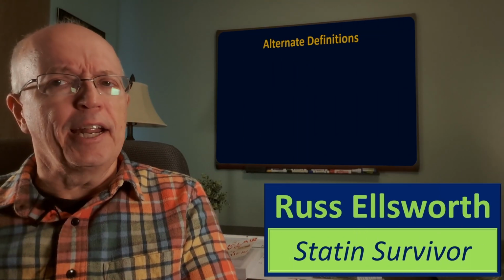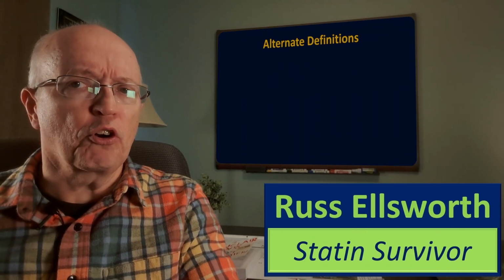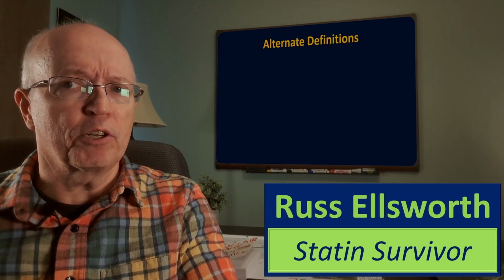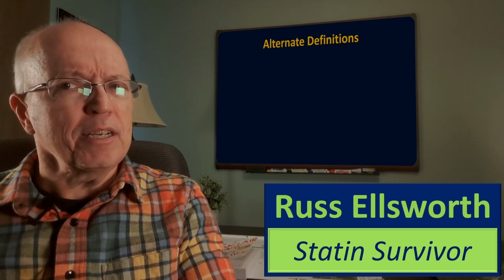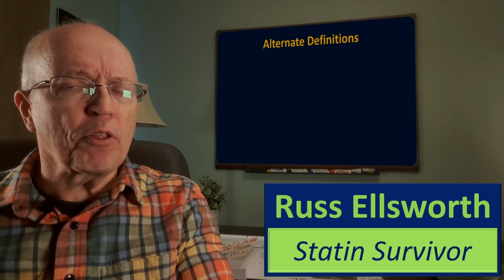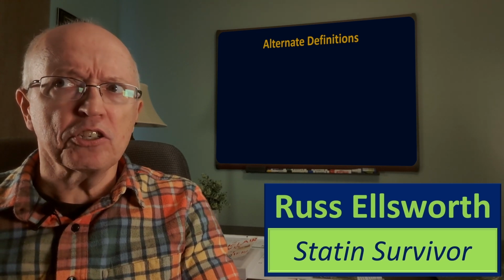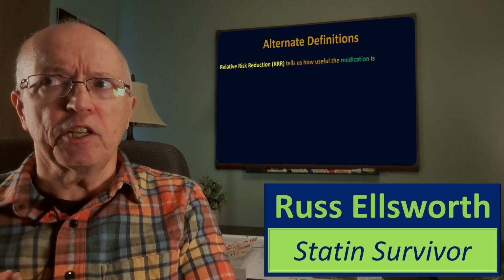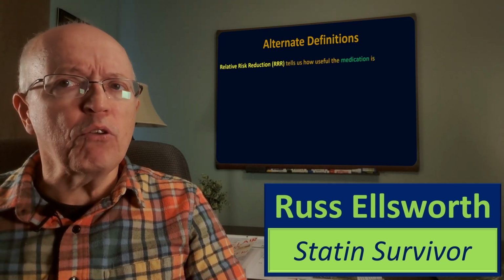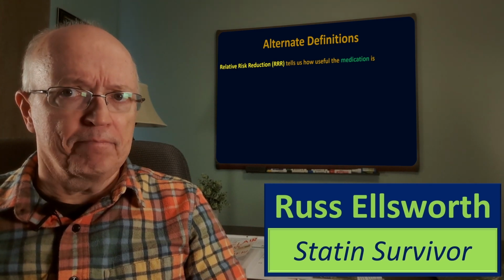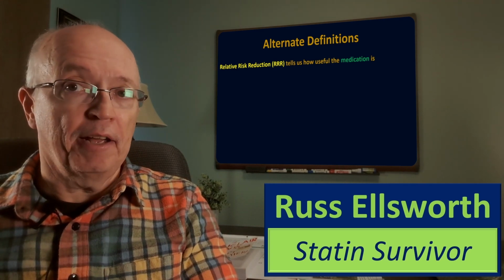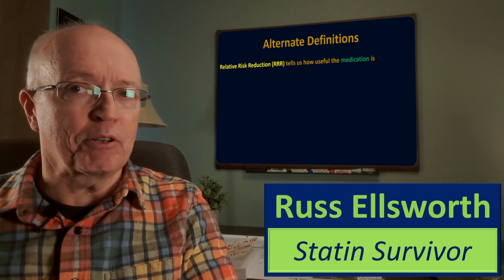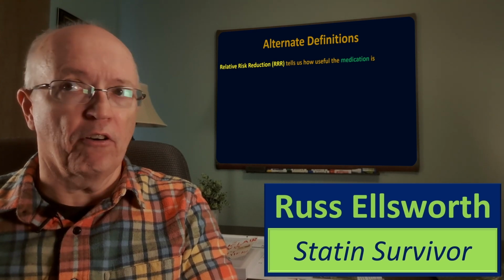First, I'd like to look at an alternative definition of these two terms that I throw out all the time, relative risk reduction, absolute risk reduction. Because while we can give formulas for them, that really doesn't mean as much to us. Relative risk reduction tells us how useful the medication is. How good is it at preventing cardiovascular events? And a lot of times I'll just say heart attacks, but I really mean all cardiovascular events.